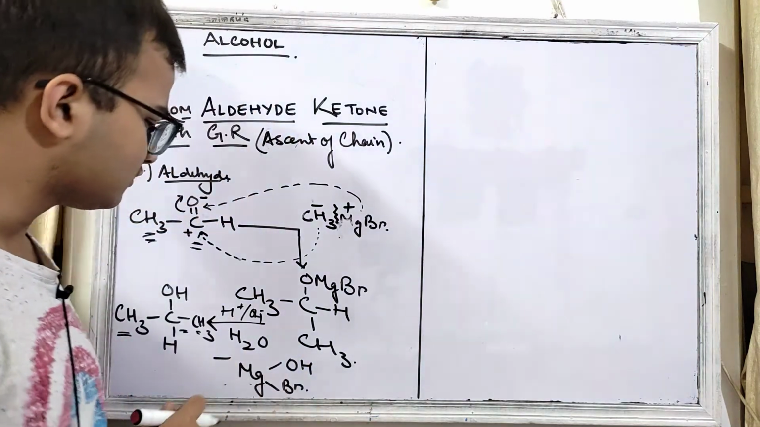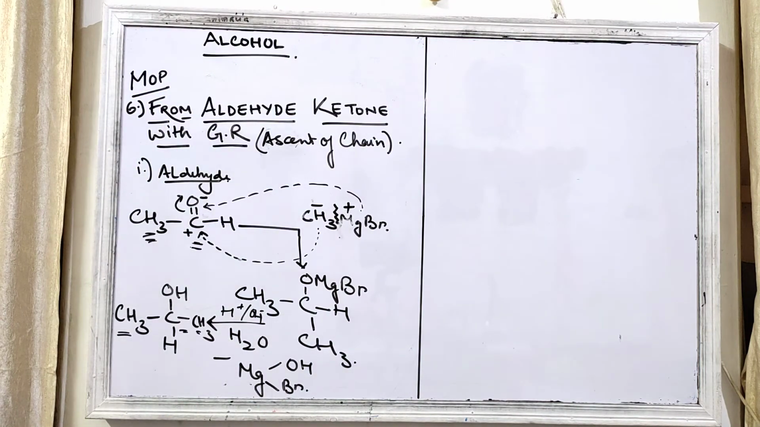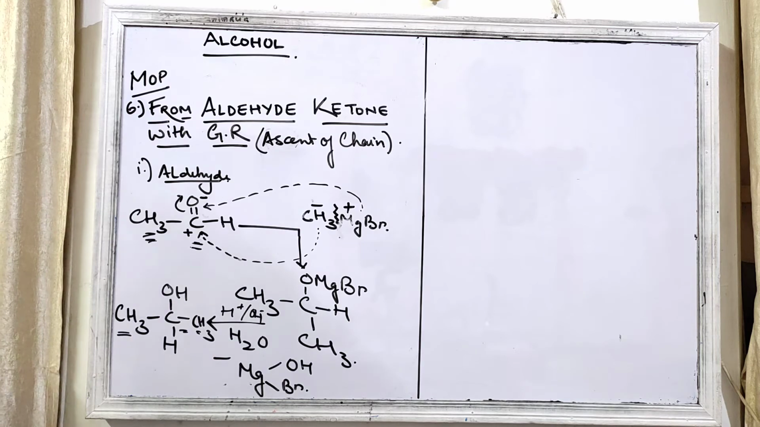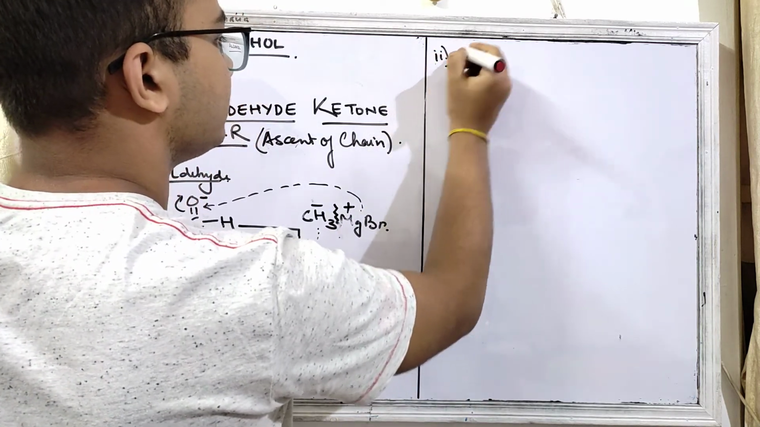So copy it up to this much. Next we will learn about the preparation of alcohol from the ether by using the Grignard reagent. Okay, so let's take the next thing, which is ketone. Give the heading ketone.